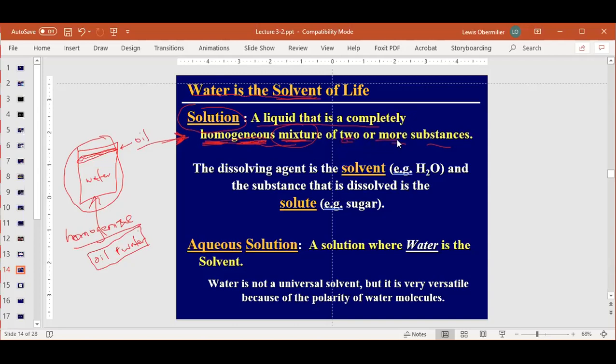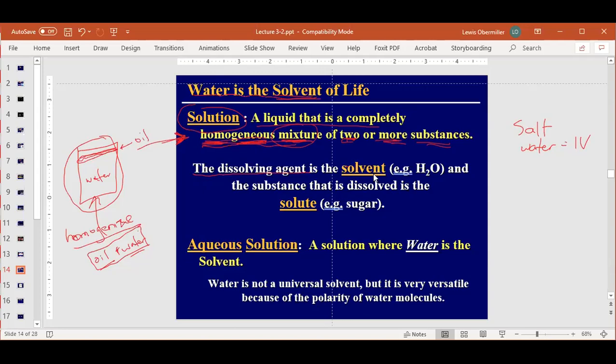And that's two or more substances. So in this case, it would be oil and water, but this could be salt in water or sugar in water or whatever, anything that mixes. If I put sand in water, can I make a homogeneous mixture? No, because the sand would come out. It doesn't dissolve. All right. So when we're dissolving things, let's say we're making salt water, which is basically what an IV is.